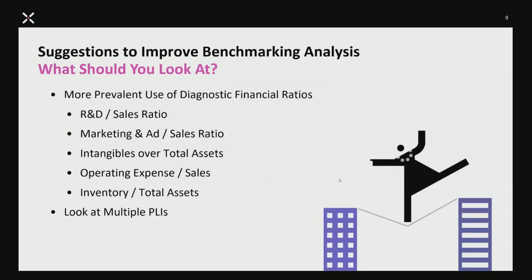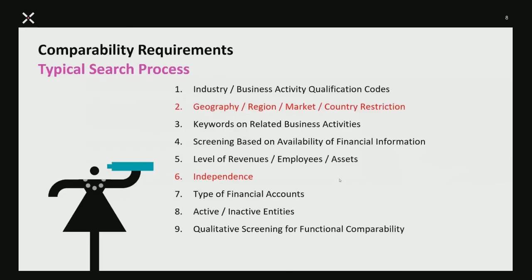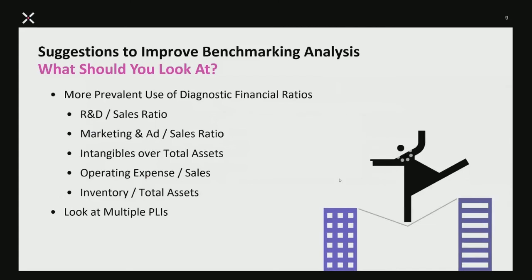The typical search process today does outline these steps to say this is usually the way we approach the search. But in some ways, if you're having a hard time identifying potentially comparable companies, does it make sense to start with a broader universe and narrow it down based on more diagnostic financial ratios? That's a way to potentially think about improving the underlying benchmarking analyses you're doing today. It's not a conventional approach, and it may be challenged, but could it give you more reliable results? It could. The other thing to keep in mind is that maybe you also want to look at multiple profit level indicators.